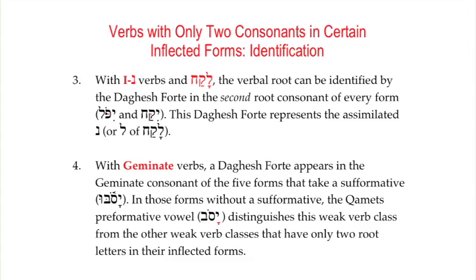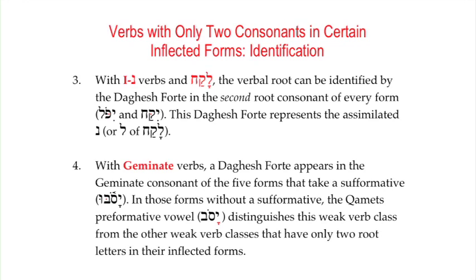Let's look together now at number 3. With one noon verbs and the verb lakach, which inflects like a one noon verb, the verbal root can be identified by the dagesh forte in the second consonant of every form. This dagesh forte represents the assimilated noon of a one noon verb or the assimilated lamed of the verb lakach. Now here's the thing. This is what distinguishes the one noon category from the other categories. It's the dagesh forte in the second root letter.